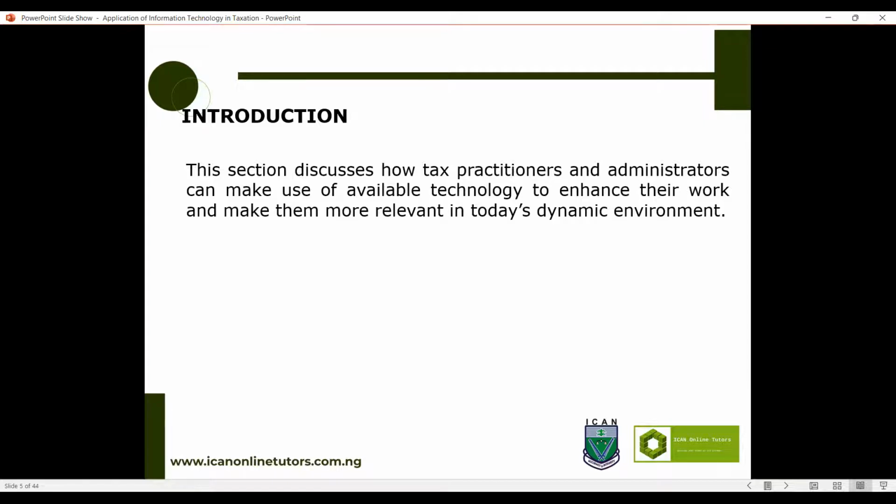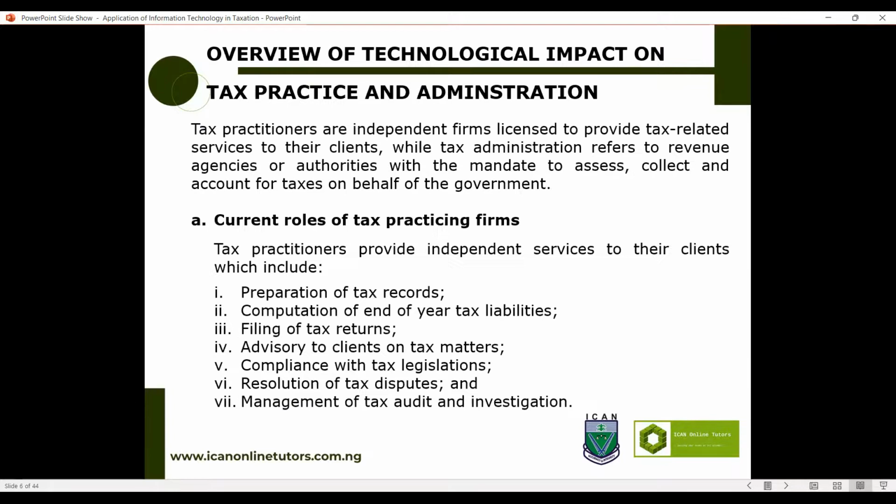Before now, what we used to have in ICAN is conference marking. But now, your scripts are being marked electronically. Okay, so they are being marked electronically. So this is part of advanced information technology or technological advancements.